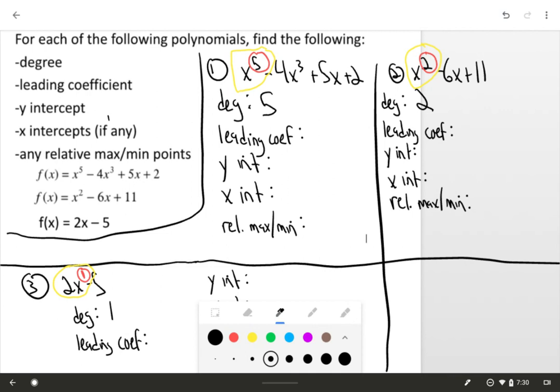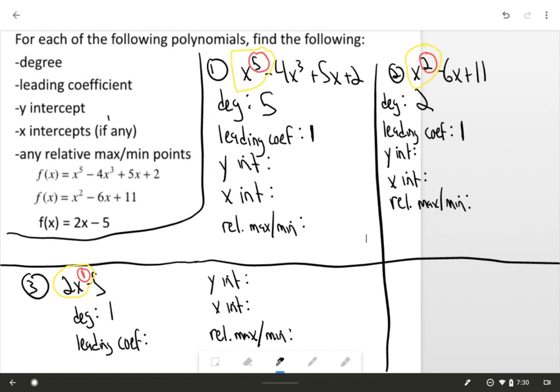So in number 1, there's no coefficient there, so we would assume that the leading coefficient is a 1. Same thing with number 2. The term with the largest exponent is just x squared. That's really a 1x squared. And in number 3, we would say the leading coefficient is 2.